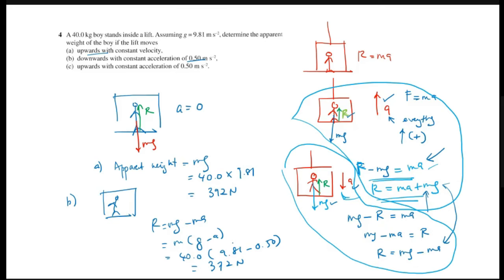Okay, part C, upwards with acceleration. So R equals ma plus mg, which equals m times a plus g. Then you have 40.0 times, sorry, a is 0.5, okay, 0.5, plus 9.81.